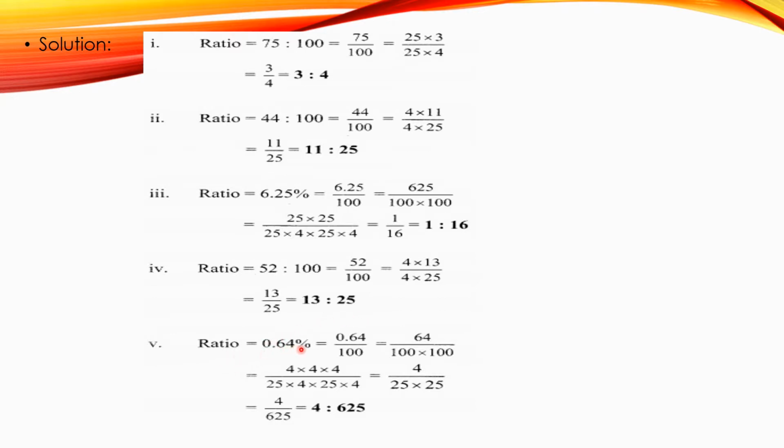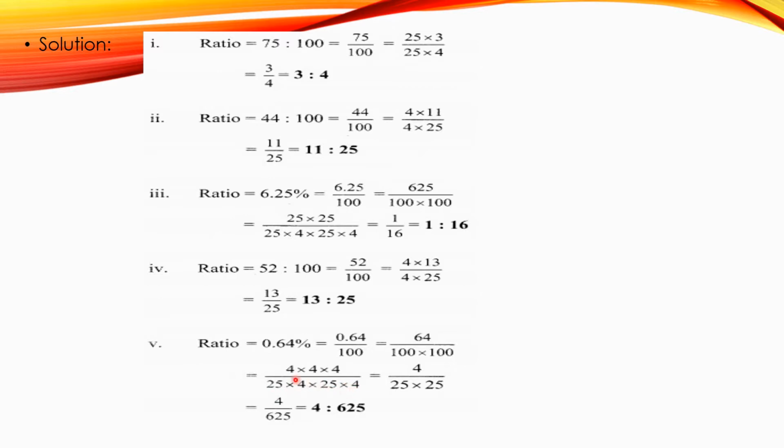Fifth question, 0.64 percent. So 0.64 percent can be written as 0.64 upon 100. Now here we can multiply by 100 with the numerator and denominator for removing the decimal. So we get 64 upon 100 multiplied by 100 in the denominator. Now further factorizing 64, we get 4 multiplied by 4 multiplied by 4, and 100 in the denominator can be written as 25 multiplied by 4 multiplied by 25 multiplied by 4.